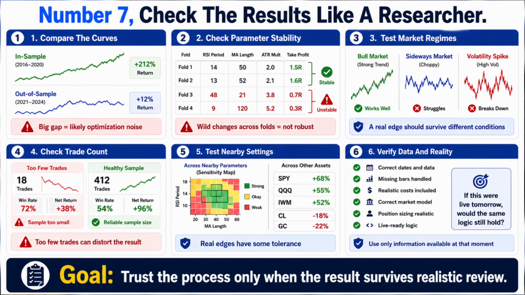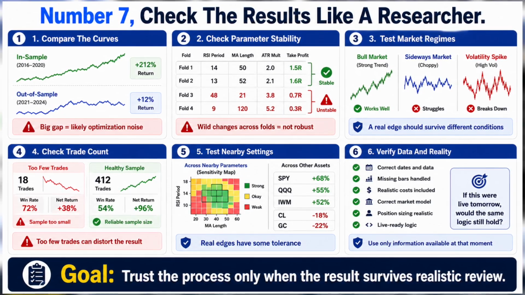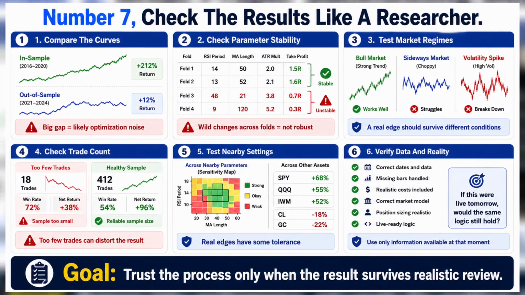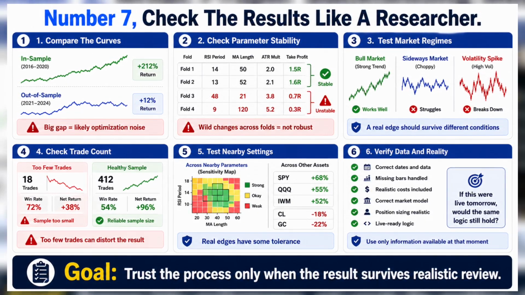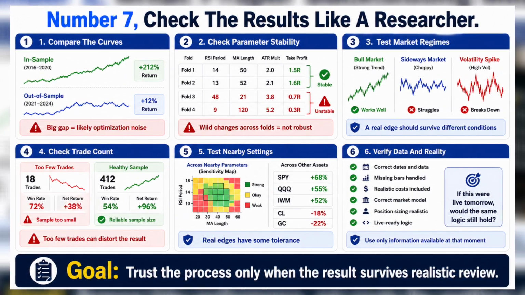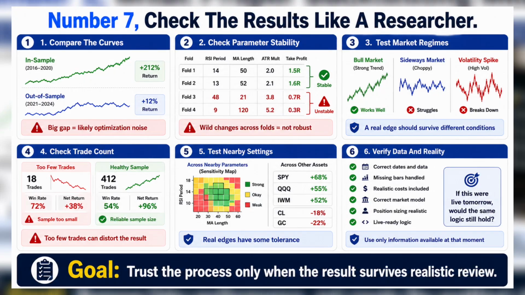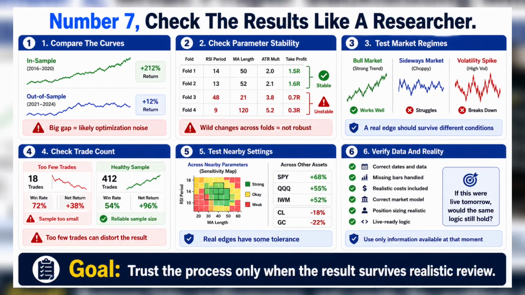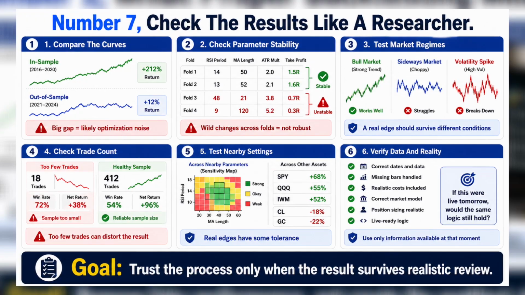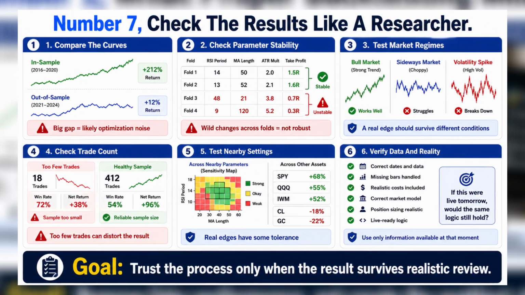Number 7, check the results like a researcher. After the engine runs, do not stop at the headline return. A proper review is where most of the value comes from. First, compare in-sample performance against out-of-sample performance. If the in-sample line looks incredible but the out-of-sample line is weak or flat, that means most of the original edge was probably optimization noise.